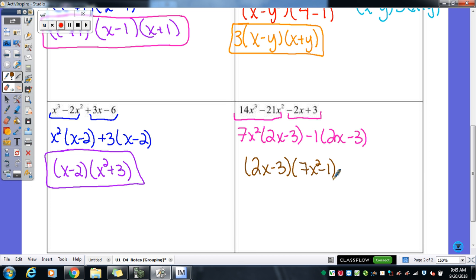And then can we factor that again? No, is 7 a perfect square? No, so it looks very dots-like because you got that x squared minus 1, but the 7 isn't a perfect square. So you can't actually do anything with it. So that's your final answer.